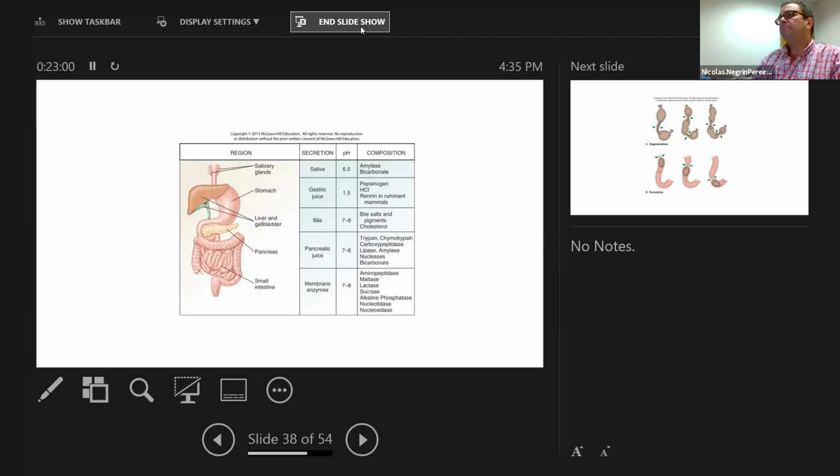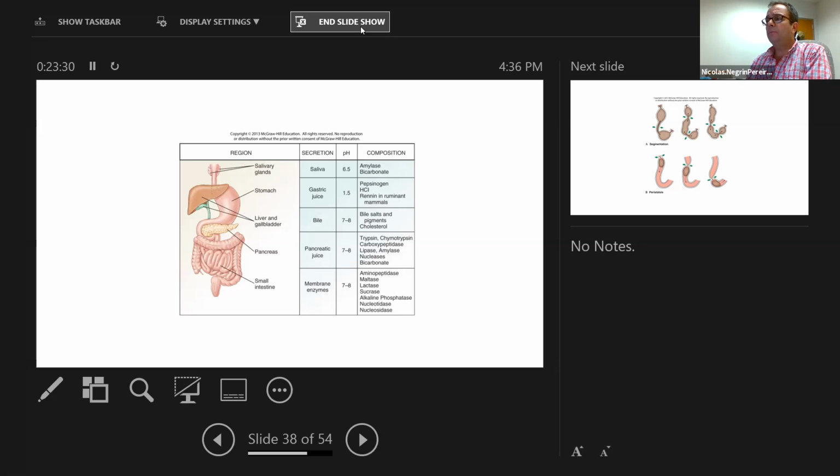And here we see this more clearly, this pH range, and how it varies according to the different compartments of the digestive tract we consider. So we move from the saliva, which has a pH of 6.5, and saliva contains in some species, for example in the human, amylase and bicarbonate. Bicarbonate is a buffer that actually helps control the pH.